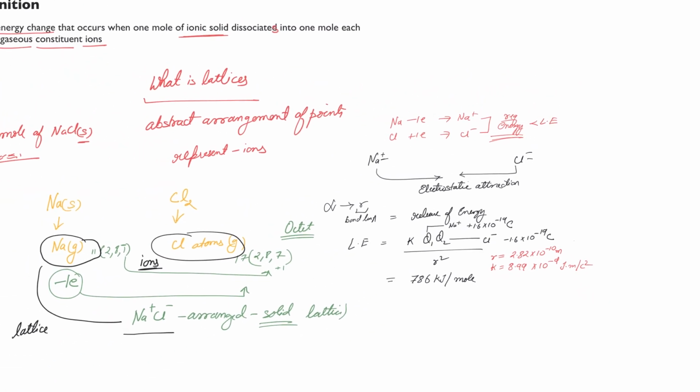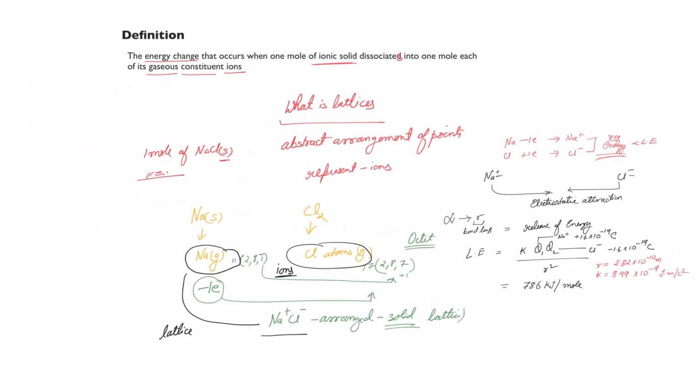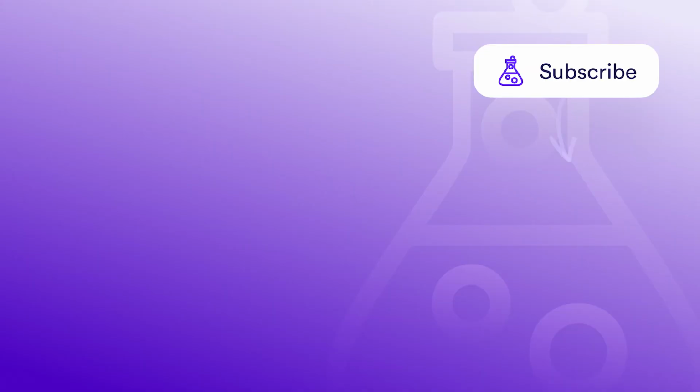So that is the importance of lattice energy, the energy change that occurs when 1 mole of ionic solid dissociates and you get the gaseous constituent ions. Actually, why it's happening, the story is somewhat the opposite. The gaseous ions convert into the solid because it's energetically favorable. I hope this makes sense.